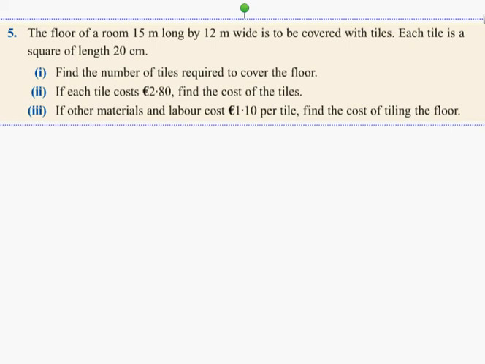The floor of a room 15 metres long by 12 metres wide is to be covered in tiles. Each tile is a square of length 20 centimetres.